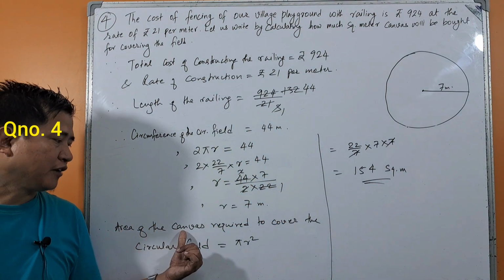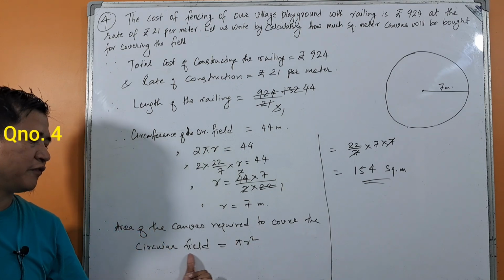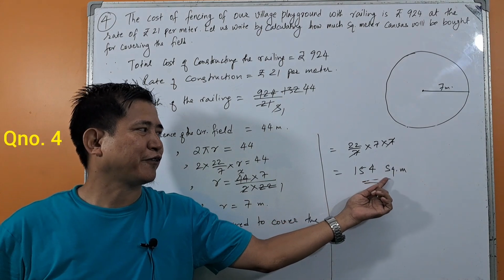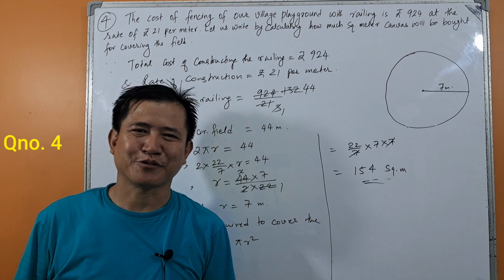Therefore, the area of the canvas required to cover the circular playground or the field is 154 square meters. I hope you got this. Now let's move on to the next question.